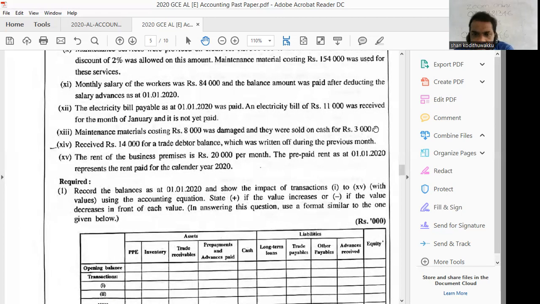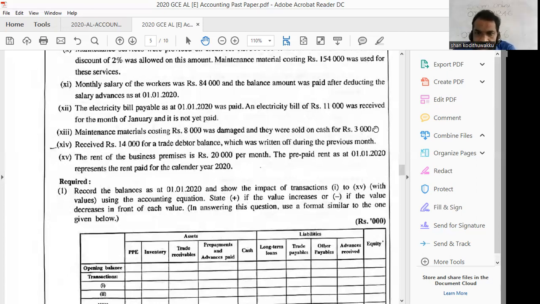Sometimes it can be for the previous year. As we prepare financial statements monthly, we have already adjusted everything related to last month in the last month's financial statement, especially in the income statement and statement of financial position. But here, as they have mentioned, they have got 14,000 for a debtor balance which was written off during the previous month.